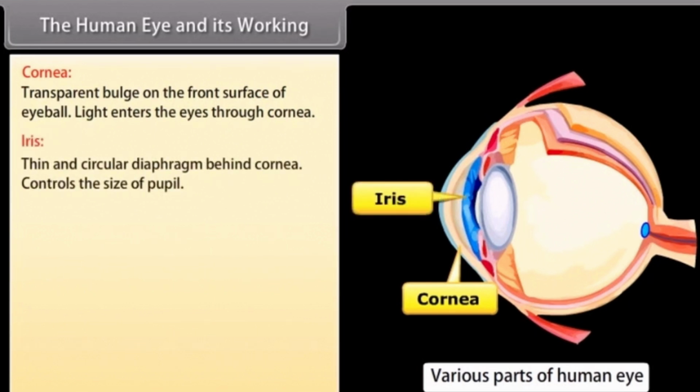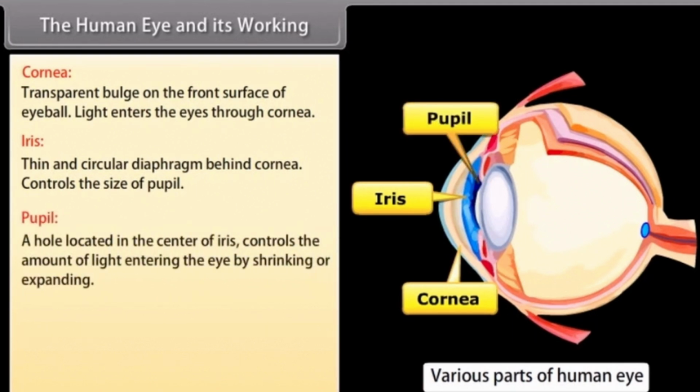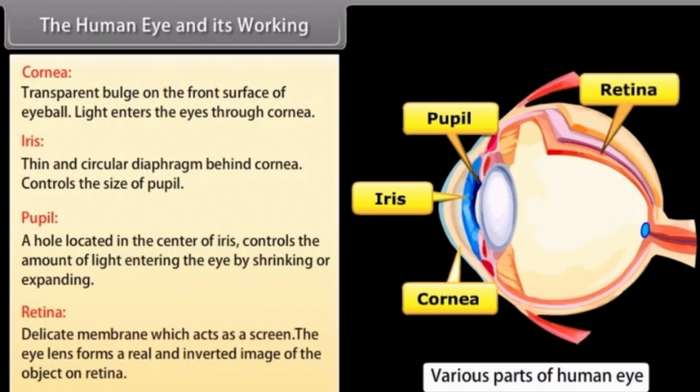Iris. It is a thin and circular diaphragm behind cornea which controls the size of the pupil. Pupil. It is a hole in the center of iris that appears black and controls the amount of light entering in the eyes by shrinking or expanding. Retina. It is a delicate membrane which acts as a screen. The eye lens forms a real and inverted image of the object on retina.